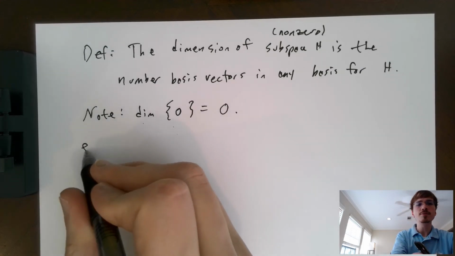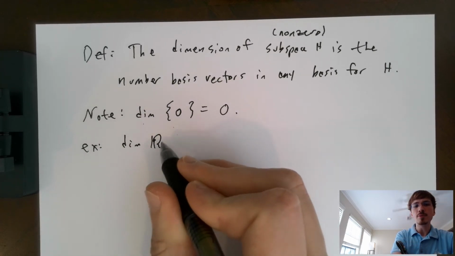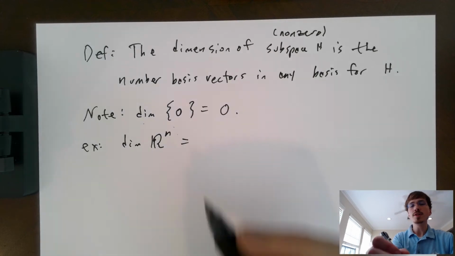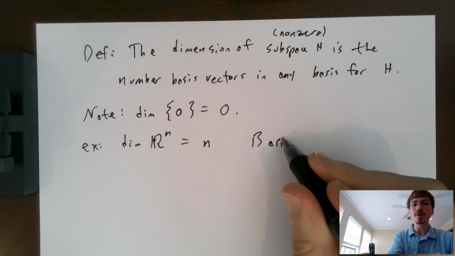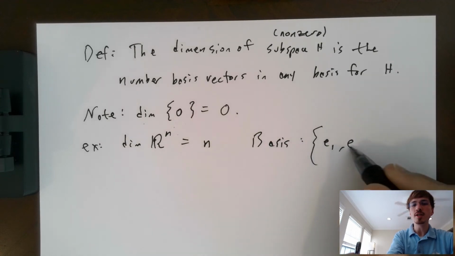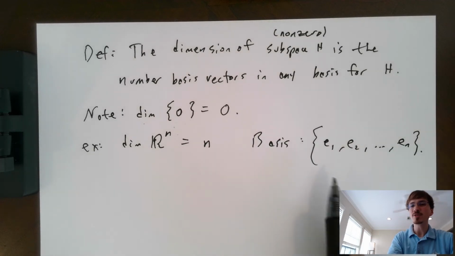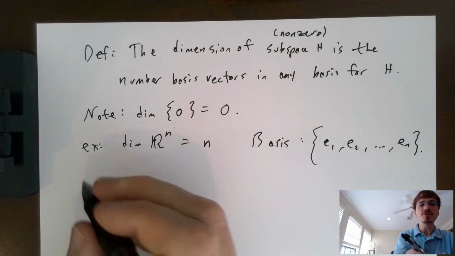Let's do an example. What do you think is going to be the dimension of our favorite space Rn? Well, it's going to be n, right? Why? Because a basis for Rn is the set E1, E2, all the way up to En, right? And how many vectors are in our favorite basis for Rn? There are n such vectors.